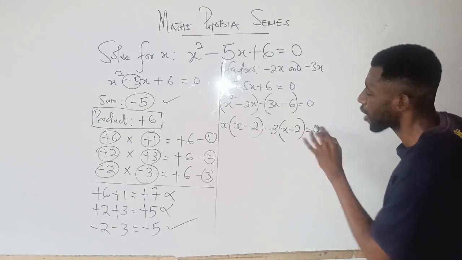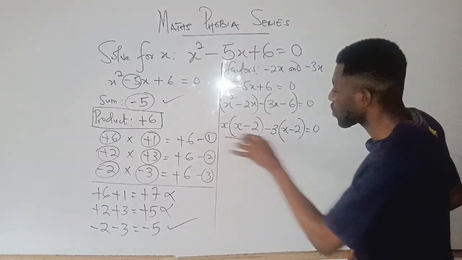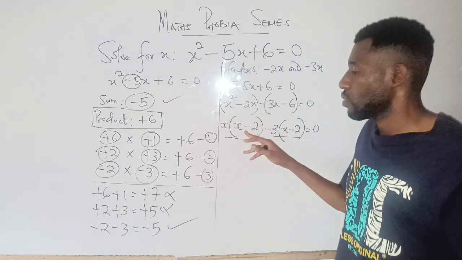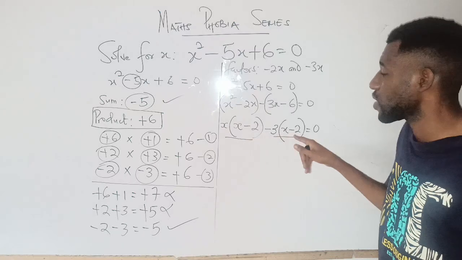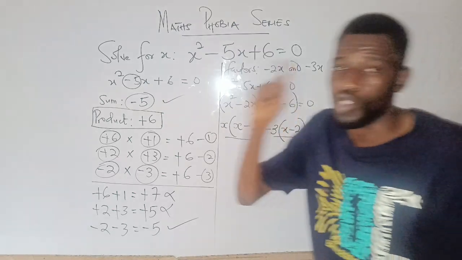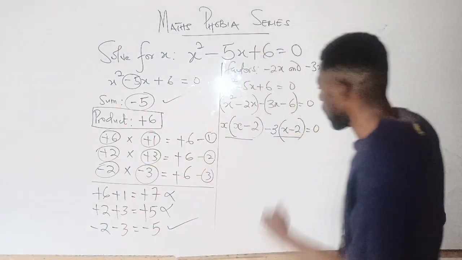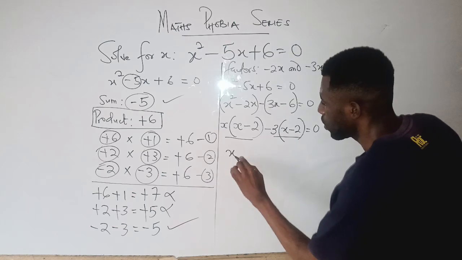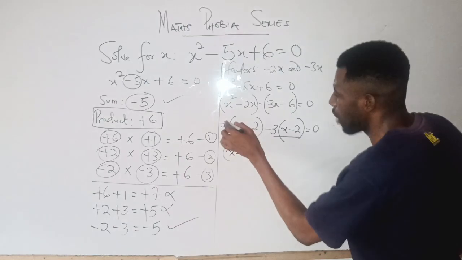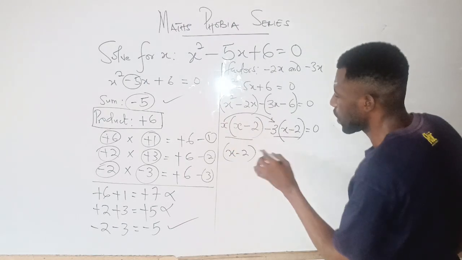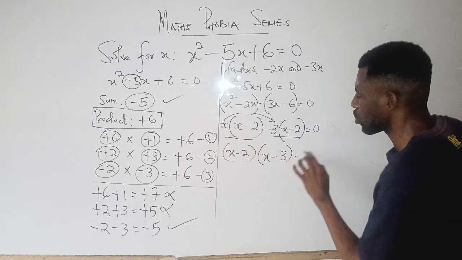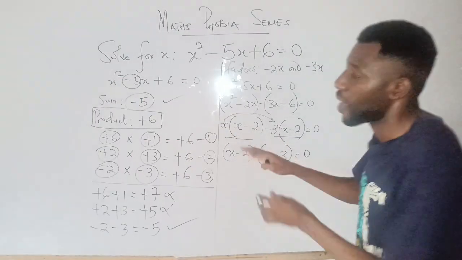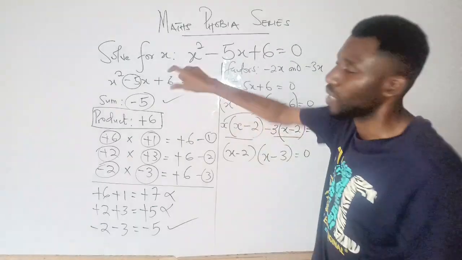Now, how do you know you are correct? You get the same factors in the bracket. The same thing. Once you get the same thing here and here, it's a proof that you are correct. So our answer, we'll pick one of them, x minus 2, and then the outside one, we'll bring them together. X and minus 3 equals to 0. Stopping here means we have factorized this quadratic equation.